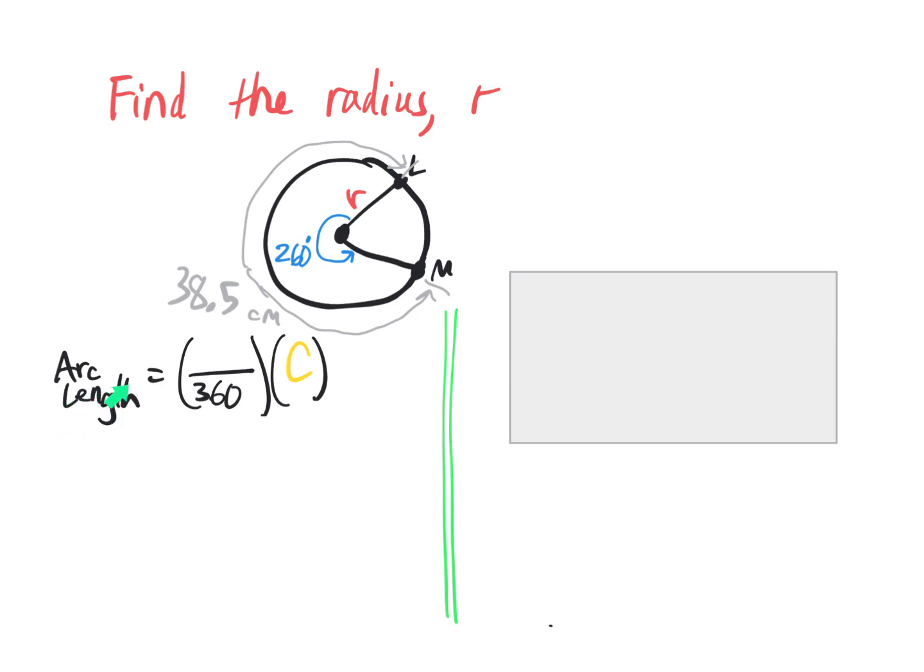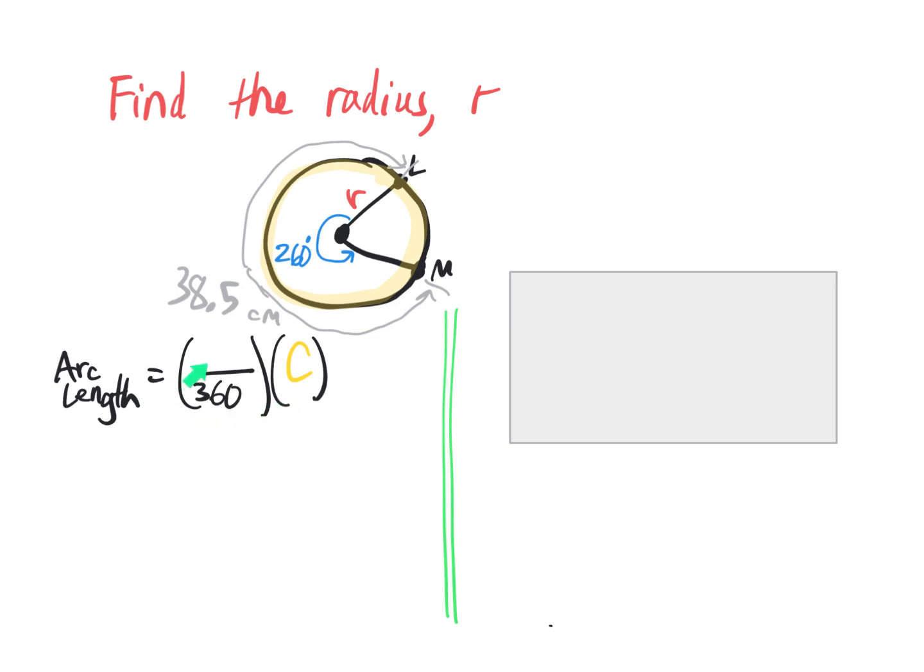The arc length is a fraction of the entire circumference. That is, the length of this blue arc is a fraction of the length of the entire arc, the circumference. And the fraction that it is will always be the central angle measure that corresponds to this arc divided by 360, that fraction of the whole circumference.